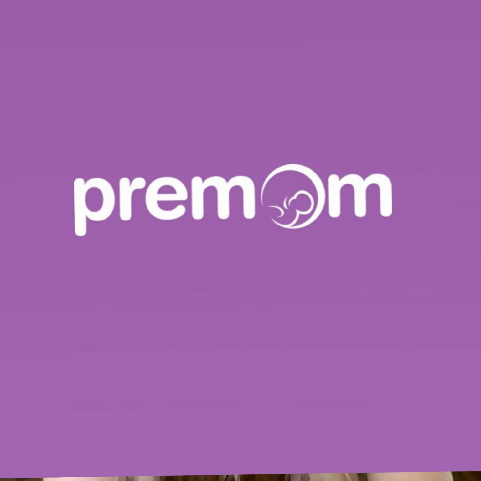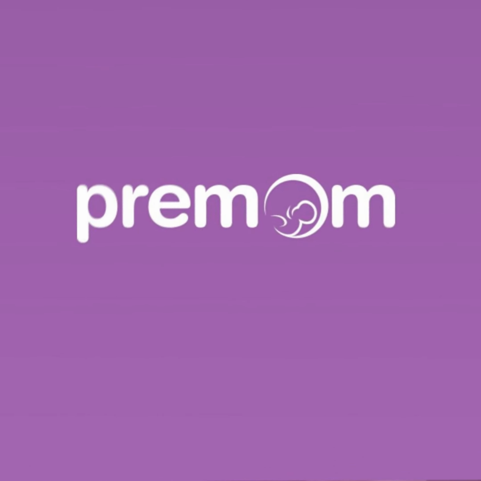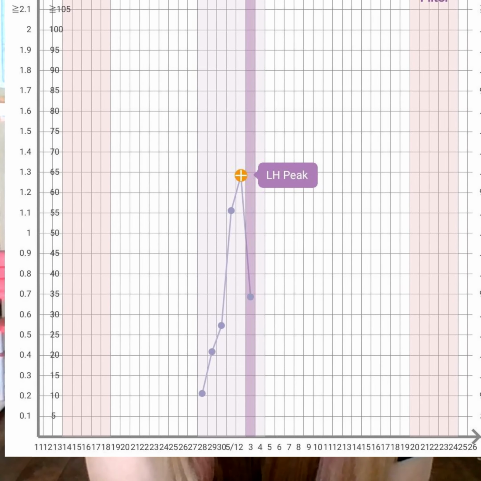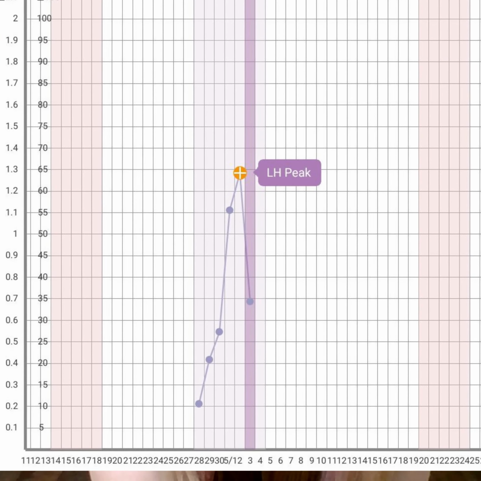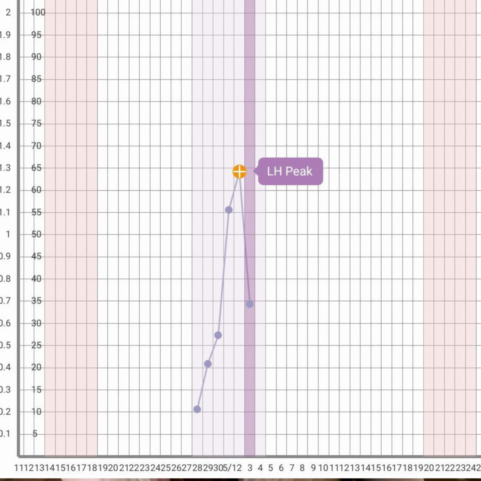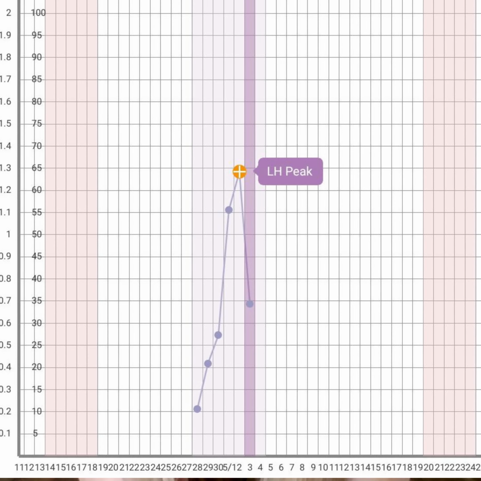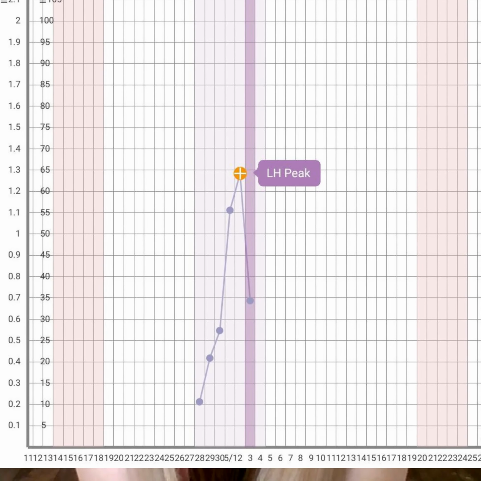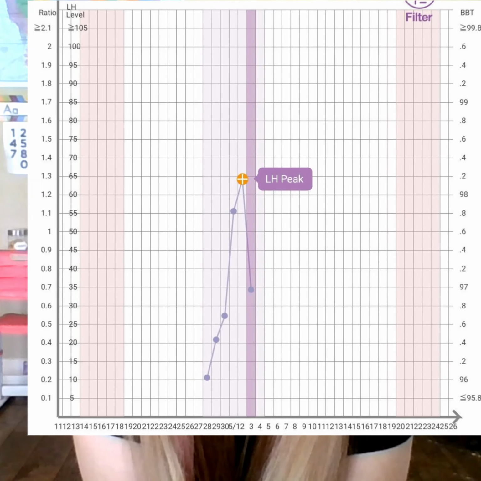I use one called Premom. Here is an example of my ovulation. I started taking them around the week that I knew that I would be ovulating. The light purple represents the time that I am most fertile and likely to get pregnant. The LH starts low, suddenly spikes, and as soon as the LH surge is over, it dips back down. Once the LH surge is over, this is the time that you usually release your egg and are most fertile for the next 24 to 48 hours.